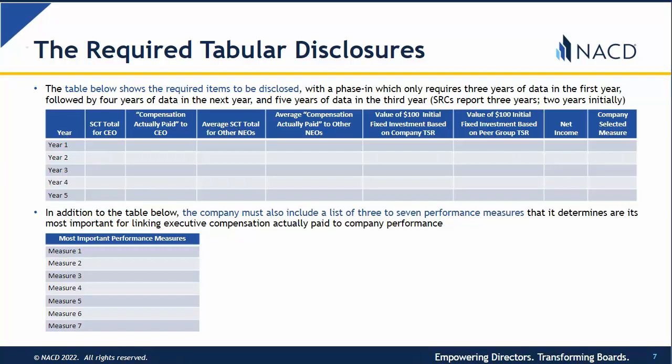Next, in the following column, you'll be comparing that same cumulative TSR to that of your peer group. We'll have net income, and then we'll have something called the company selected measure. So that's, in a nutshell, high level, what this new PvP table looks like. In addition, there will be a new laundry list, in which the company will decide which measures drive compensation actually paid, and you will simply list the name of the measure. There's no further disclosure required for this table. It's simply a list.